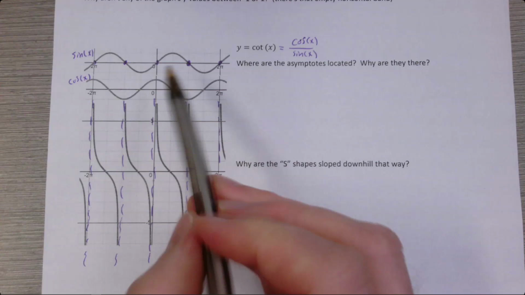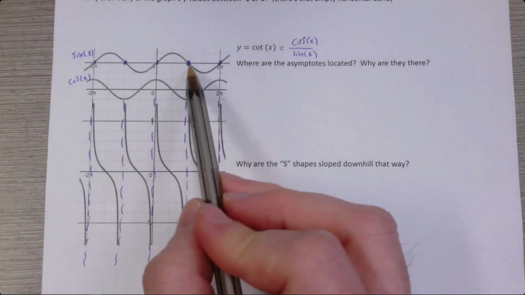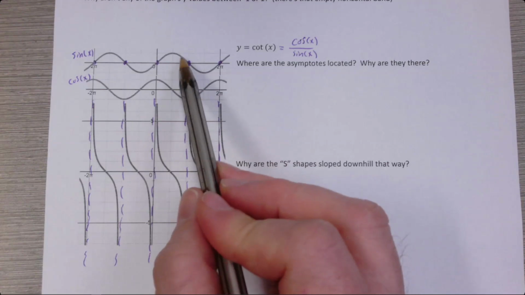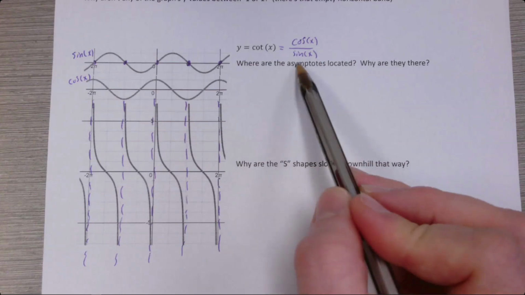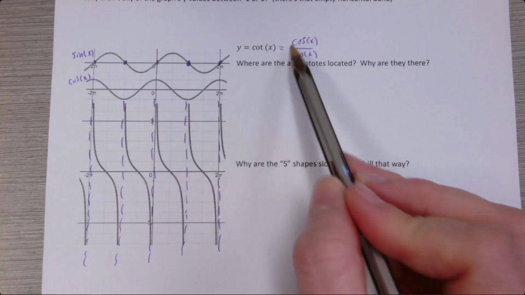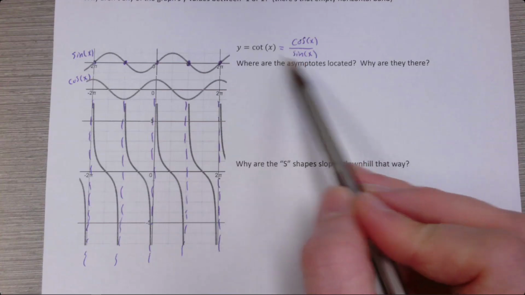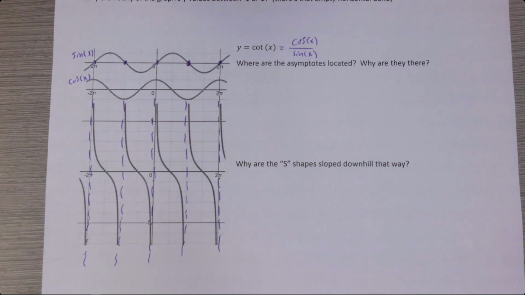So as our angles approach pi and 2 pi, sine is approaching 0, which means we're dividing by a number that's getting close to 0. And when you divide by things that get closer and closer to 0, the output gets larger and larger towards infinity. So it's the exact same set of reasons.